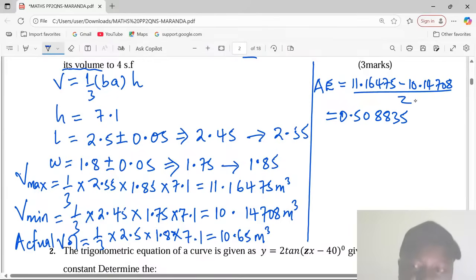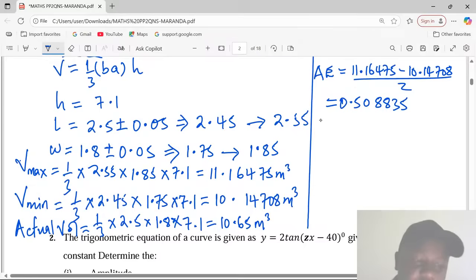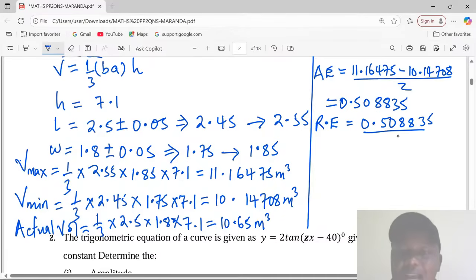0.508835. That one we call absolute error. Then after that, we go to the relative error. Relative error is given by absolute error out of the actual volume. Actual volume is 10.65.